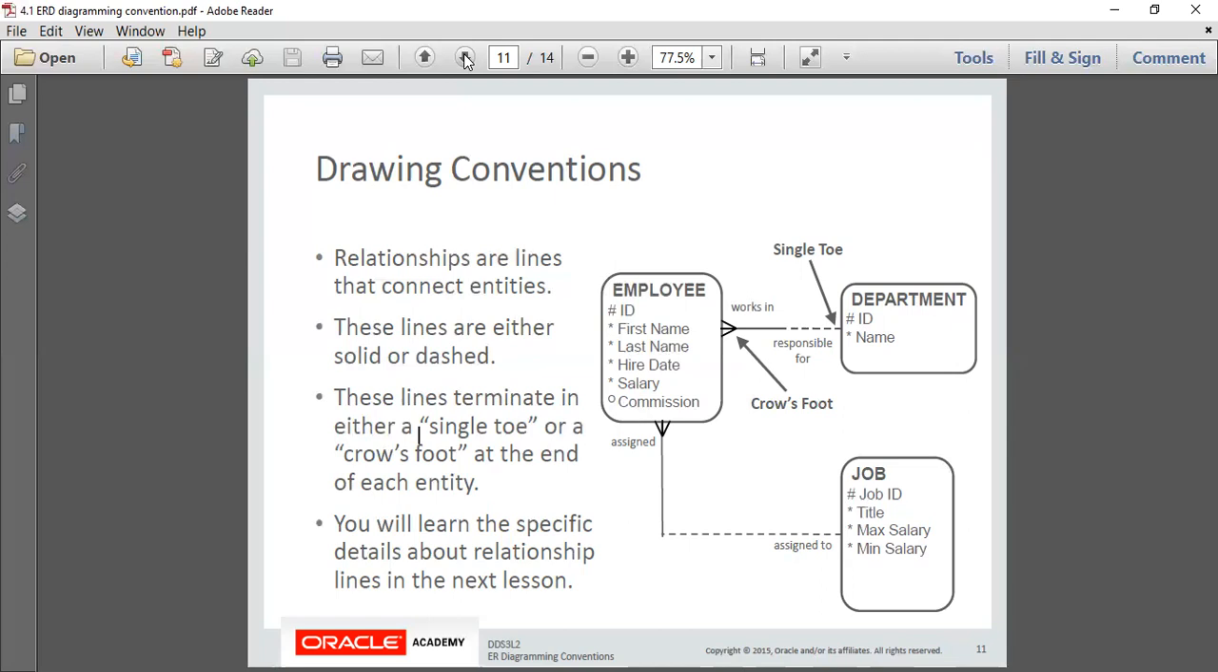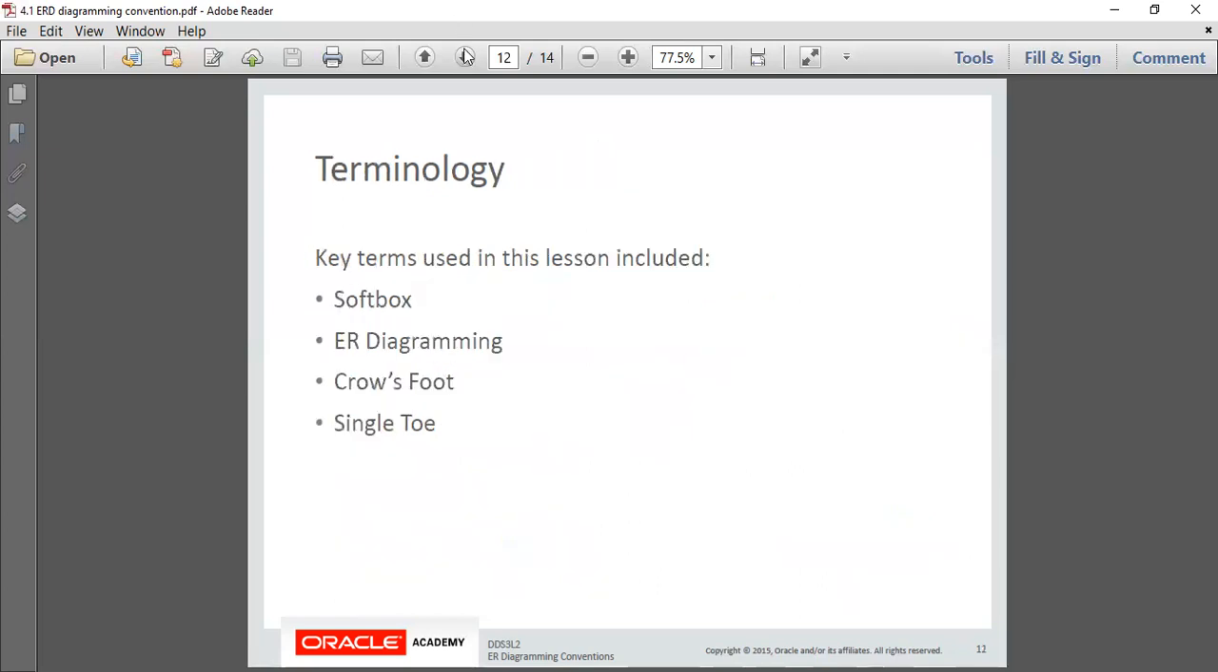And then you can also see the relationship names on the lines. So here we have works in, here we have responsible for. Here we are saying this implies many, where it terminates as a crowfoot, and where it terminates as a single toe, that is one. So the solid line implies a mandatory relationship, and the dashed line is optional. We will look at this in the next session.